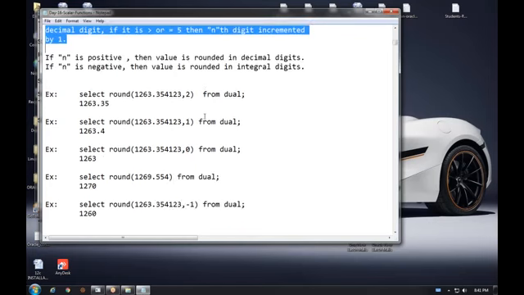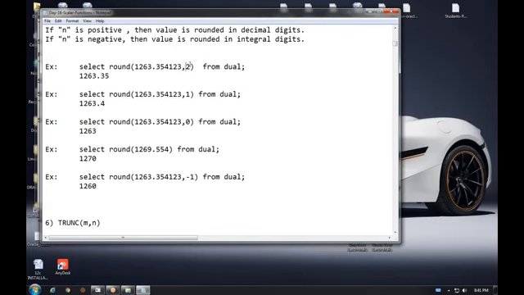1263.354123, comma 2 means please round up this value to 2 decimal places. I need only 2 decimal places. Before displaying the second decimal place, listen carefully, it will verify the third decimal place also. It's automatic.